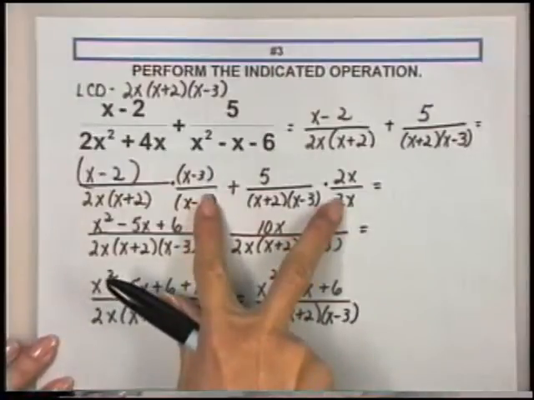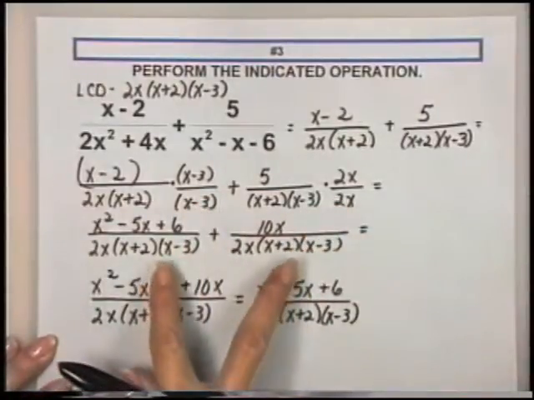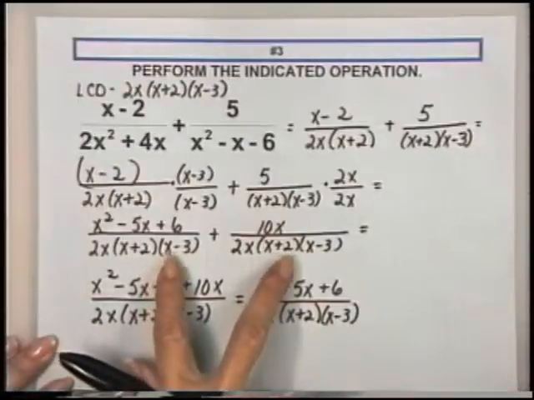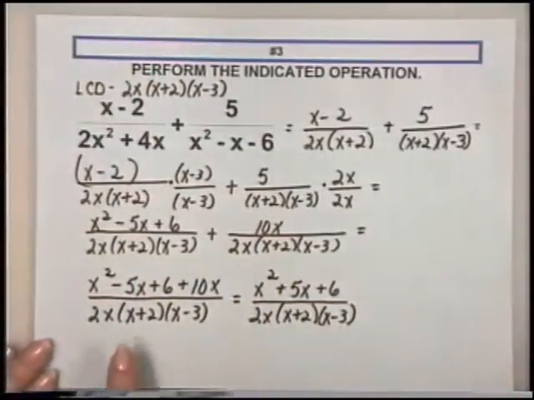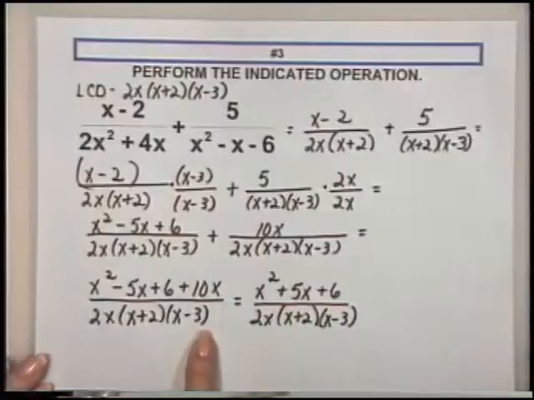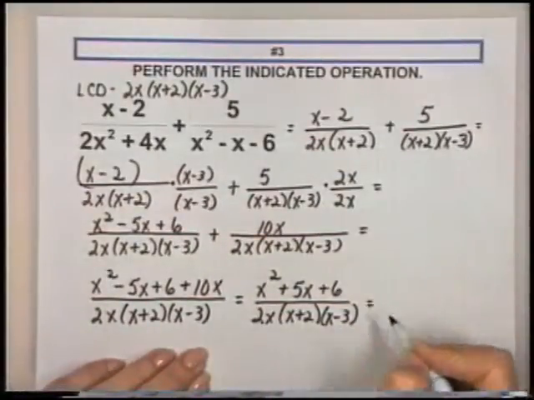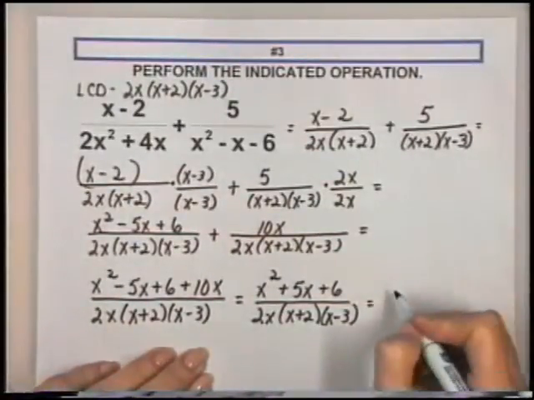Let's review the steps. We found the LCD. We found the needed factors and multiplied, so we had equivalent fractions. We added the numerators. We wrote the LCD for the denominator. And for the last step, we need to check and see if we can reduce.